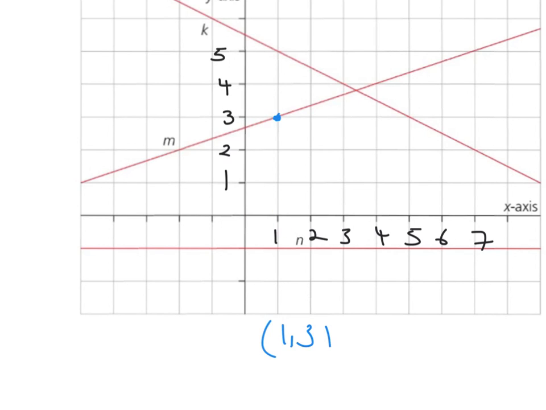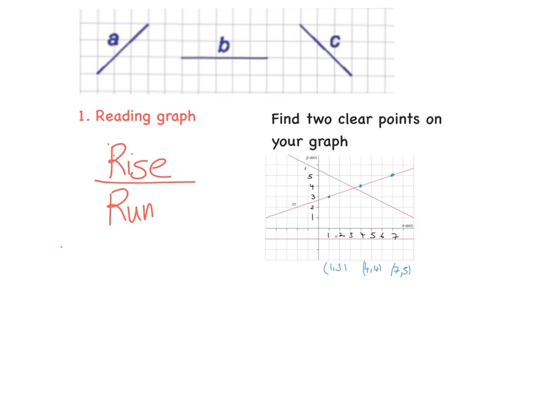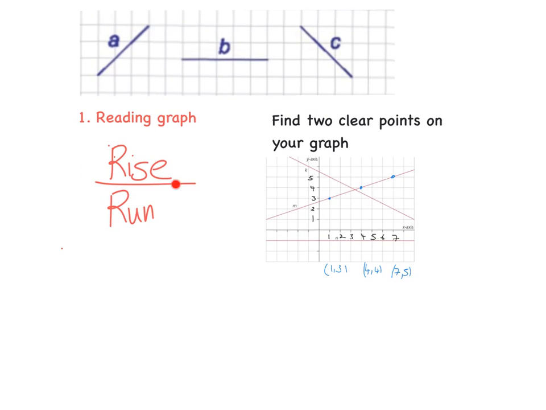Another clear point on this line would be this point here, which is the point 4, 4. It's clearly along that line, 4, 4. And then another clear point on that line, well, it would be this one here, wouldn't it? Which is the point 7, 5. So that's what I mean about two clear points that you can easily identify. Once you've done that, you're going to apply the rise over run method, which is basically you find out how much you rise by and how much you run by to reach the other point.